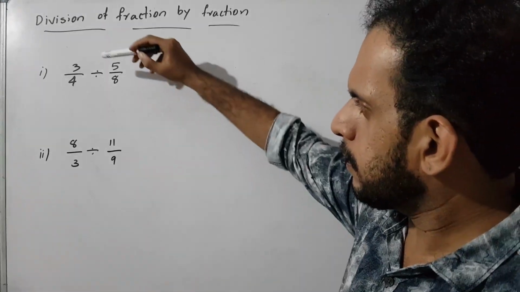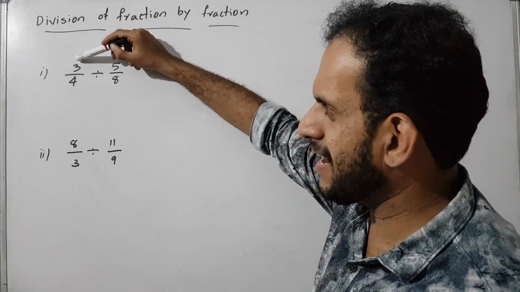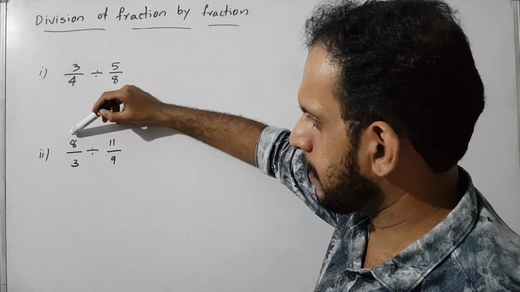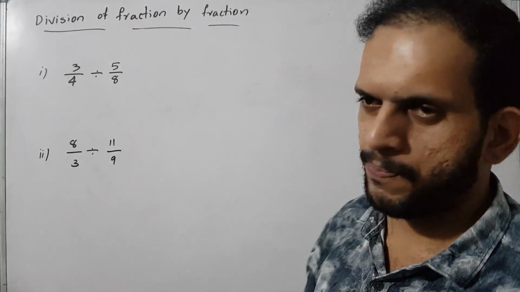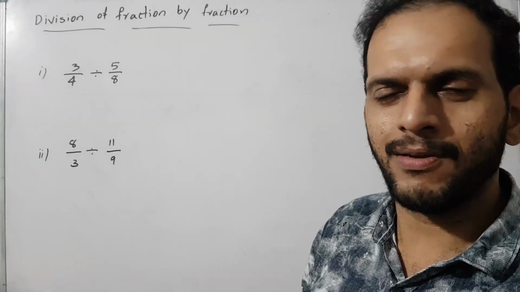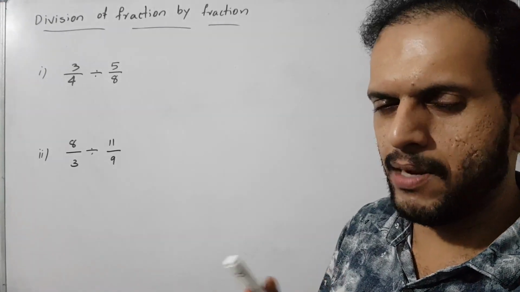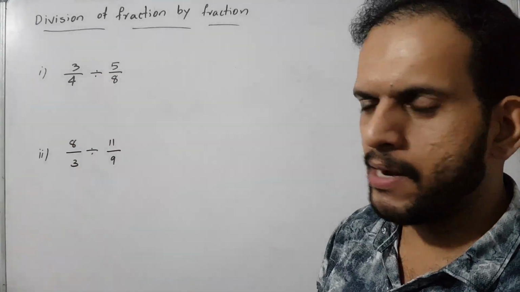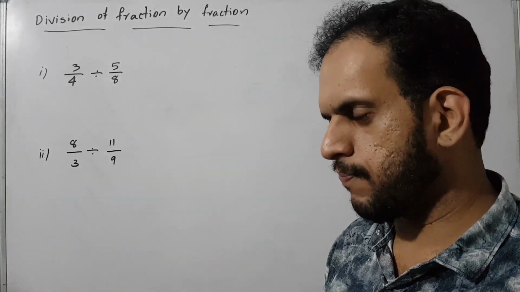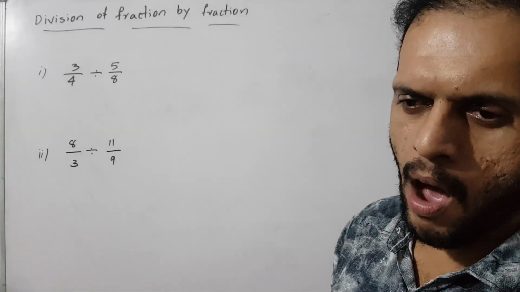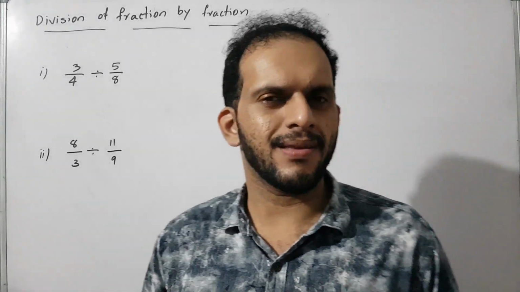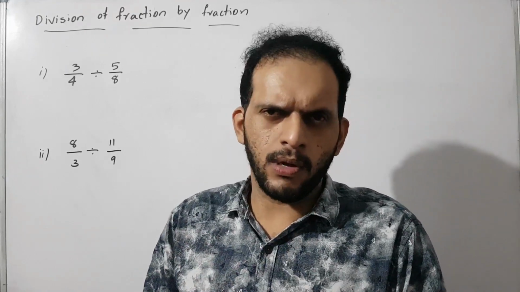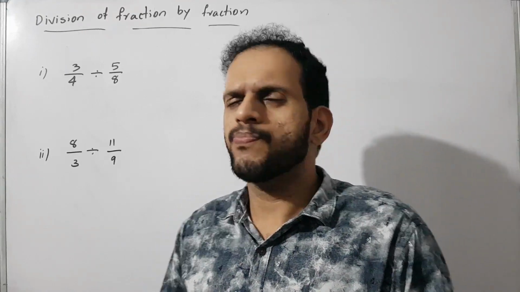Here the first number is called the dividend, and the second number is called the divisor. This is the dividend, this is the divisor, or the first fraction and the second fraction. So 3 by 4 is the dividend and the second number is the divisor. So how do we divide the two fractions? It's a very easy idea. Now we know the idea of reciprocal.